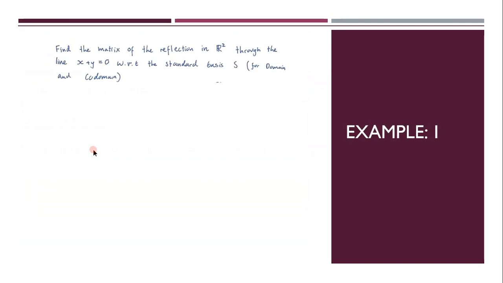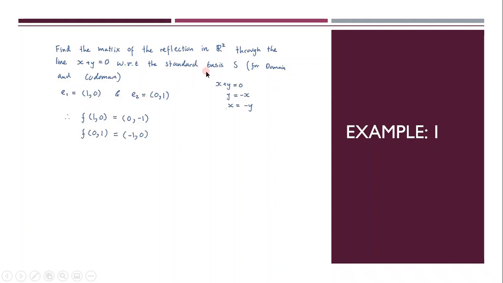So example 1. Find the matrix of the reflection in R2 through the line x plus y equals 0 with respect to the standard basis S for domain and codomain. Right, so we have our standard bases e1 and e2, (1, 0) and (0, 1), because it wants it with respect to the standard basis S for the domain and codomain. So all we have to do is plug this through our function, which you can figure out here what y and x are respectively, and those will be your transformed bases through the linear transformation. And so all our transformation matrix is, in this case, [0, -1; -1, 0].